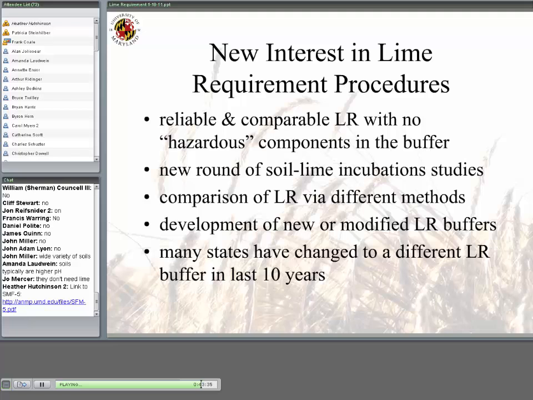And in the past 10 years, many states have changed to a lime requirement buffer. It's about time someone does another survey. I would hazard to guess that, for example, very few labs now use the SMP buffer, even though in 1995 it was used more than all other buffers combined, because it contains two hazardous materials.